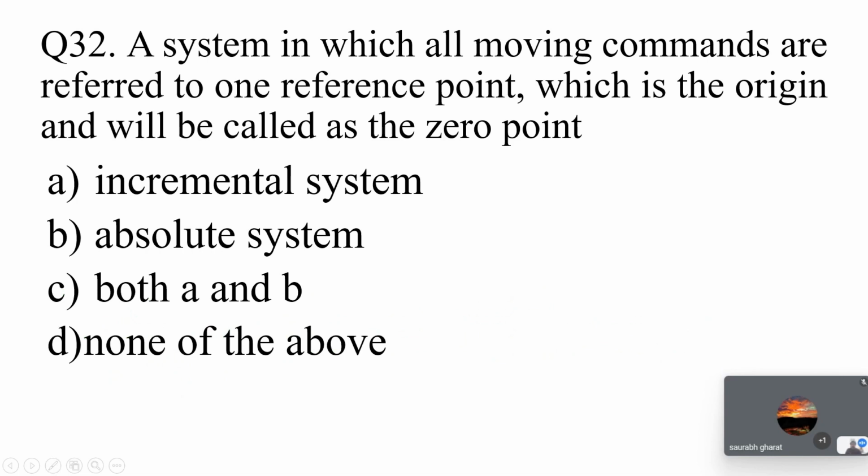Question 32. A system in which all moving commands are referred to one reference point, which is the origin and will be called the 0 point. Which system is it? What is the actual definition of the system? Which system is it called? That is the question for this part.